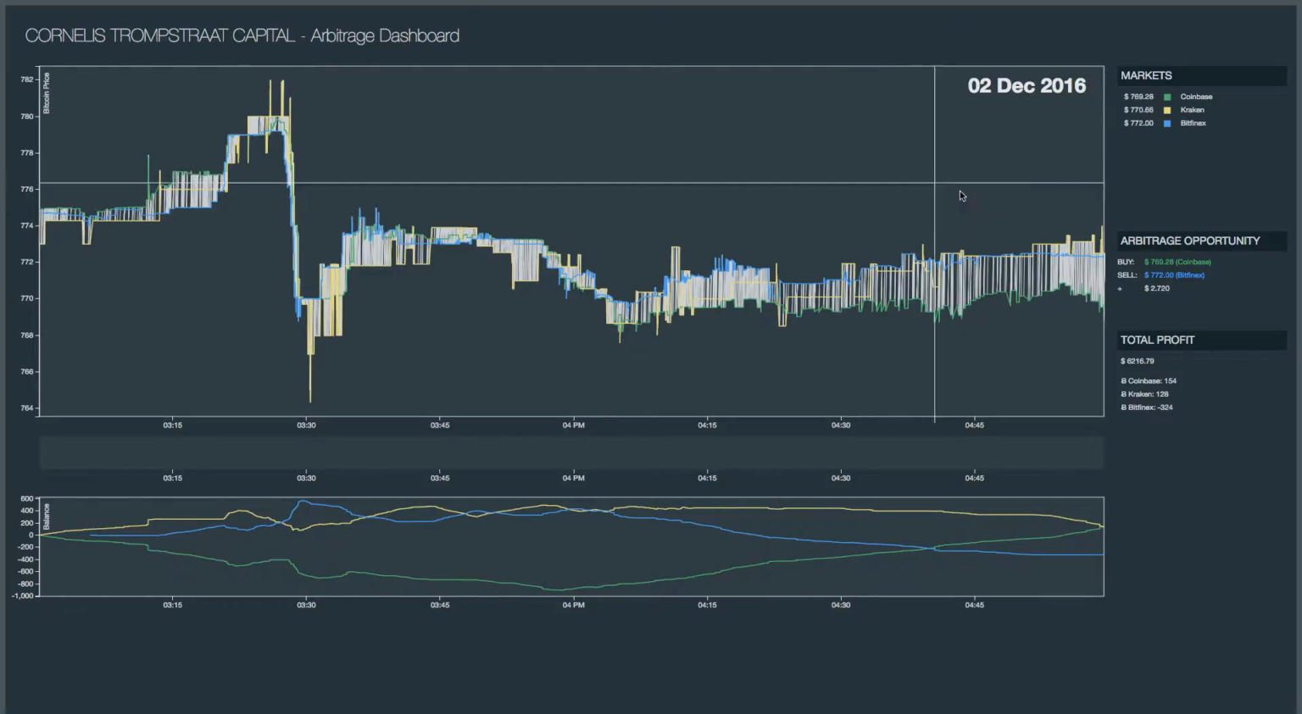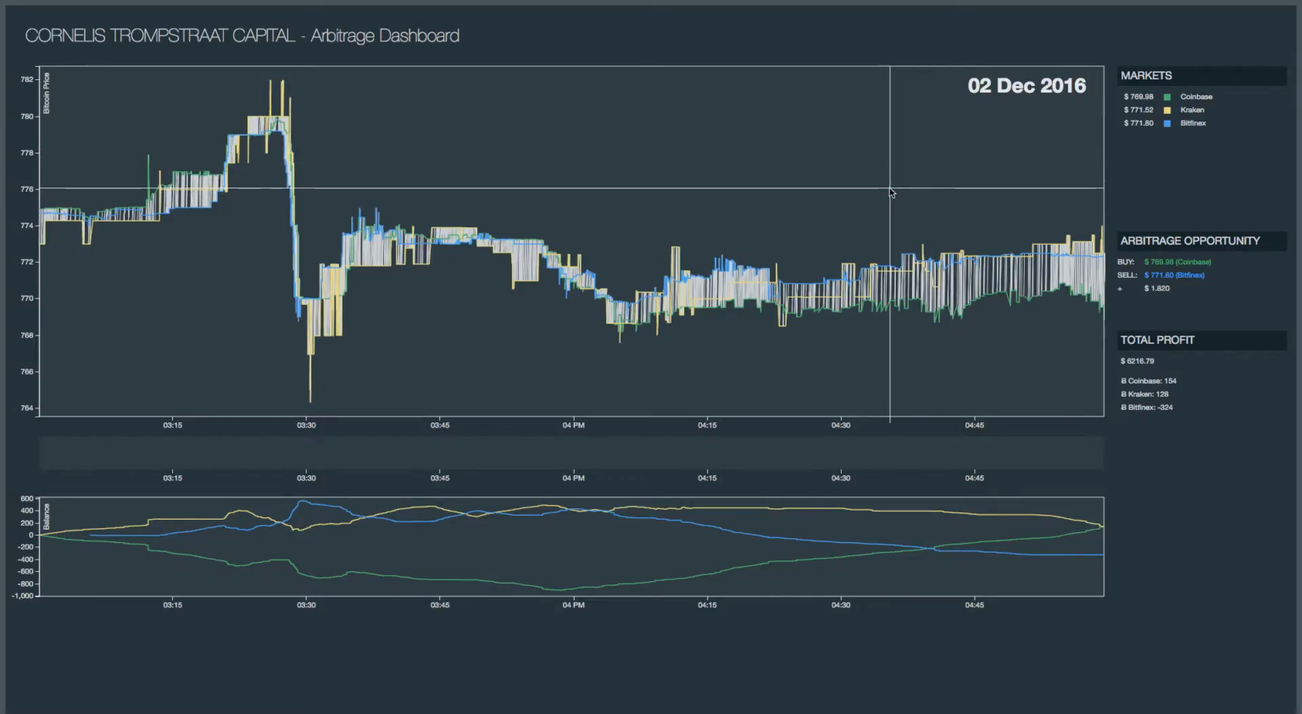In addition, we see here this arbitrage opportunity section. So if I move my cursor, it would tell me at this point in time where I could have bought and sold Bitcoins in order to make a profit. In this case, a profit of $1.82 if I would have bought from Coinbase and sold at Bitfinex.